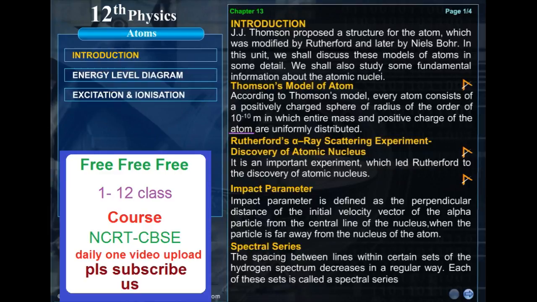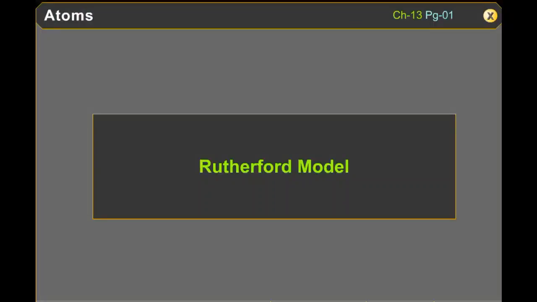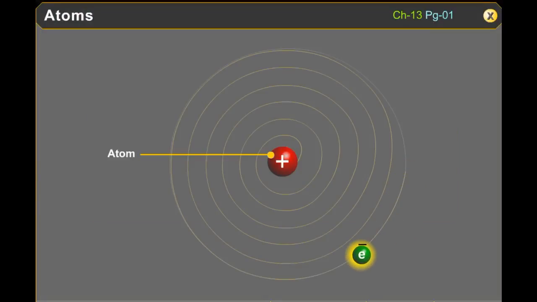Rutherford's alpha ray scattering experiment. Discovery of atomic nucleus. Rutherford model. Rutherford argued that because of moving electrons would be accelerated towards the center of the atom, it must radiate energy. The radius of the orbiting electron will thus become smaller and smaller until it dropped into the nucleus.